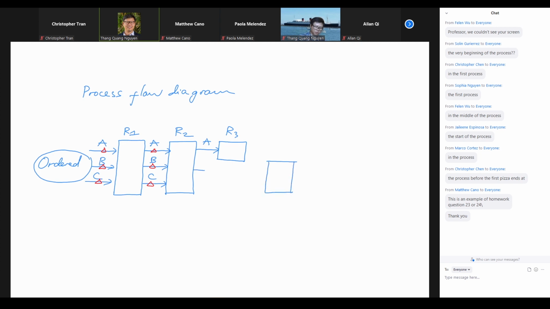B goes through 4, and C goes through 4, B here, C here. There might be some wait time right here and right here. That's okay. That's the nature of the cooking process. And then they all go through resource 5.